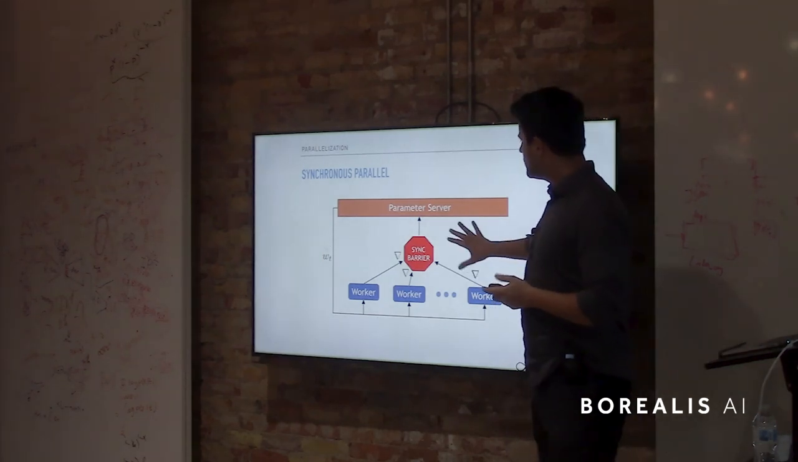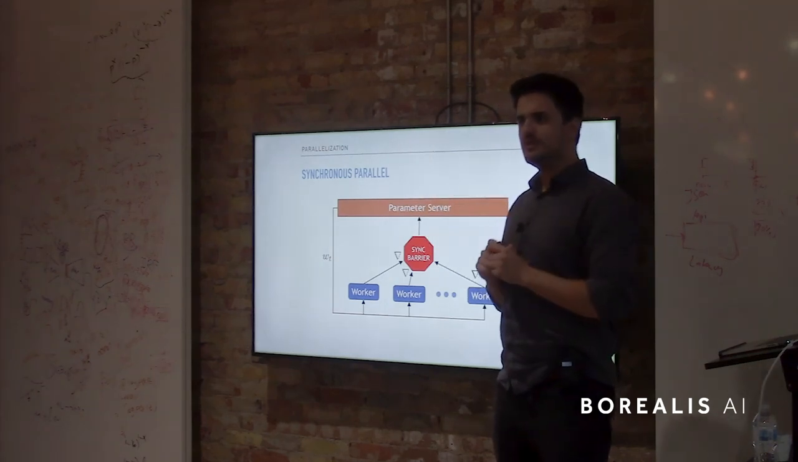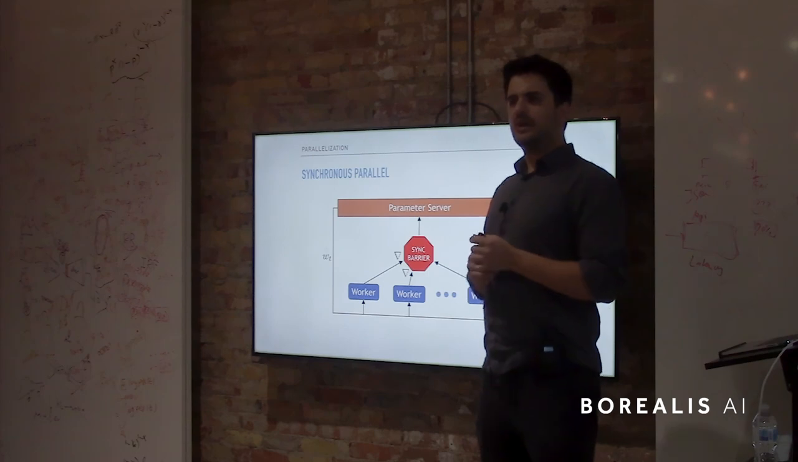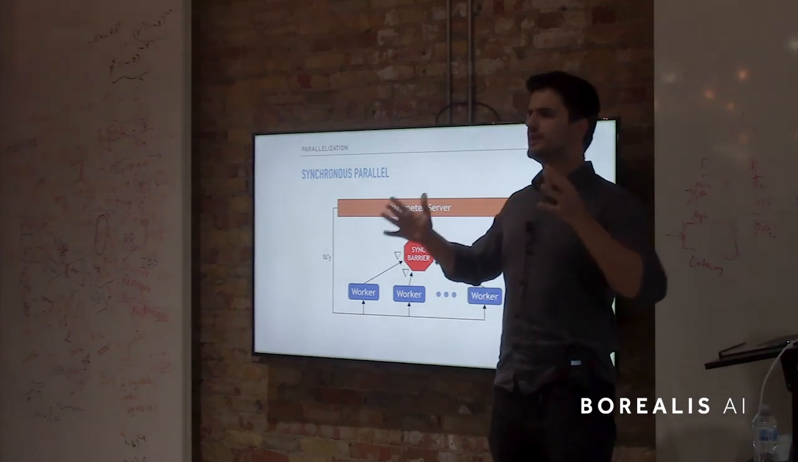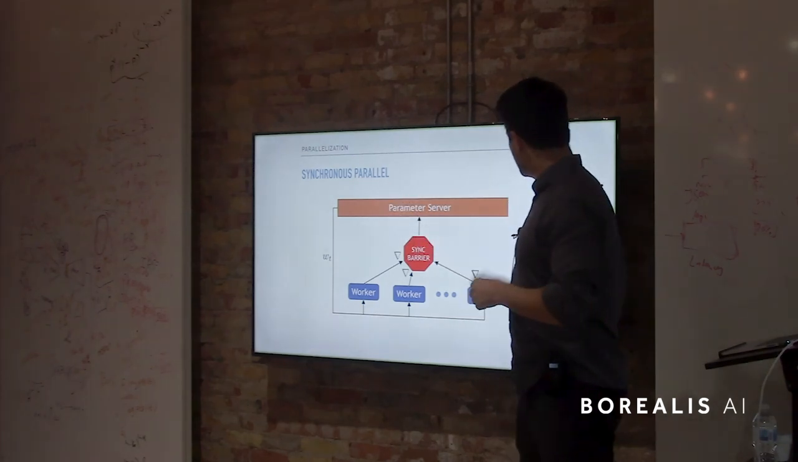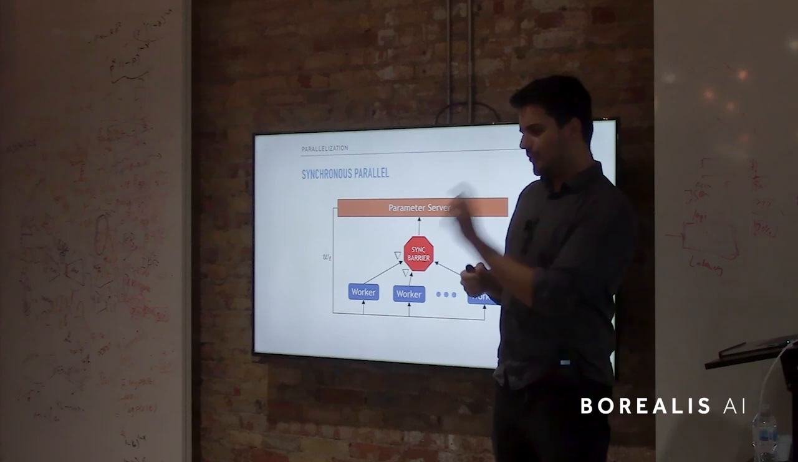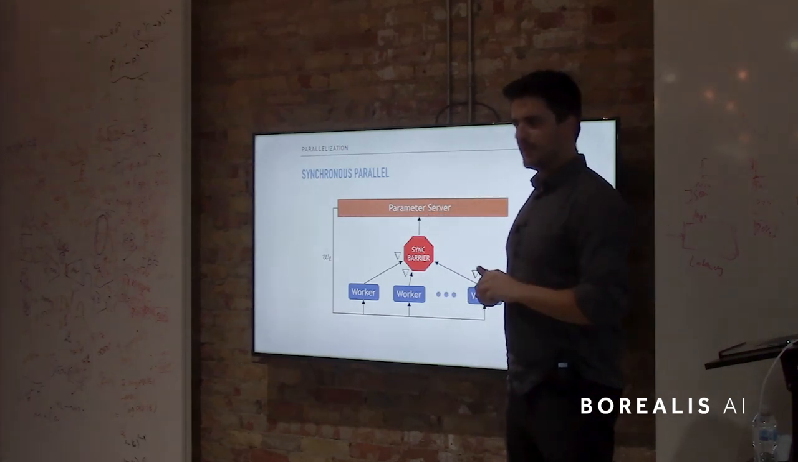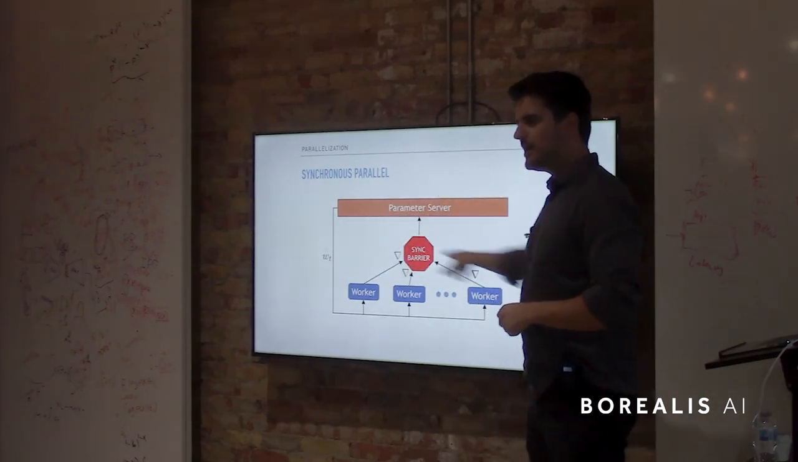So the way this whole thing works is I will take the SGD formula that I had before, and let's say I'm using a mini batch size of 128. That's common, 128 images, right? And I have four workers. I will split this 128 into four chunks of 32. And then I will give the first worker 32 images, the second worker 32 images, and so on.